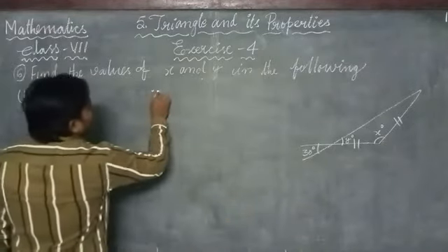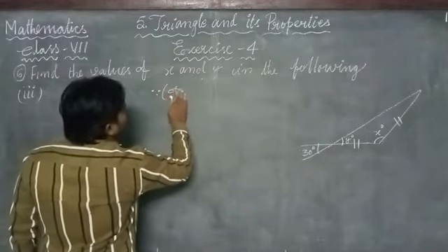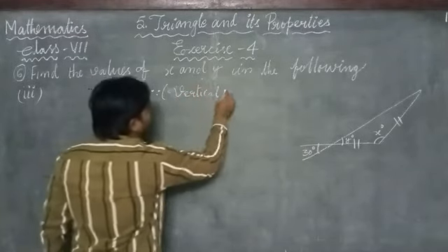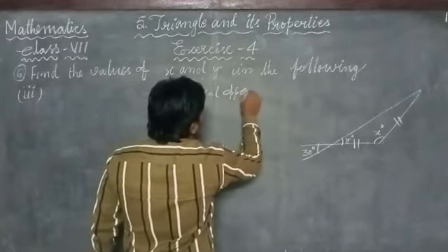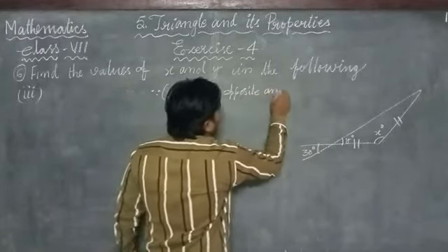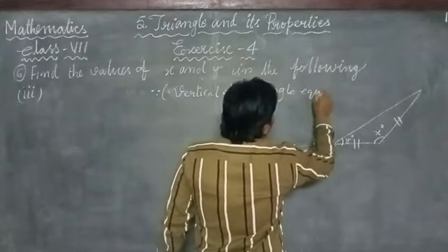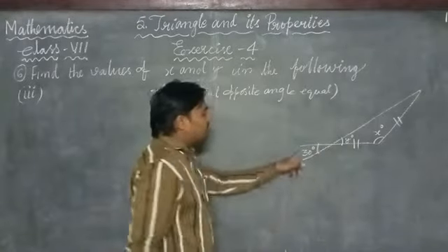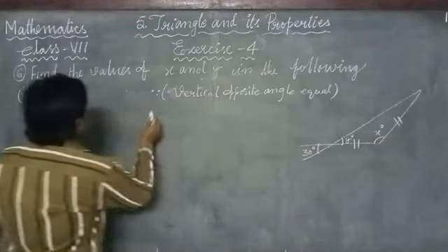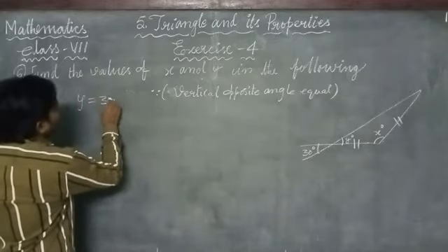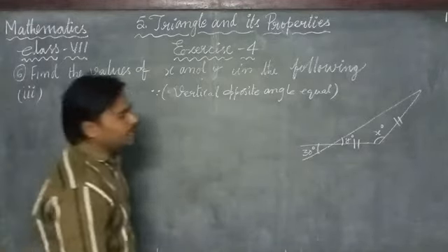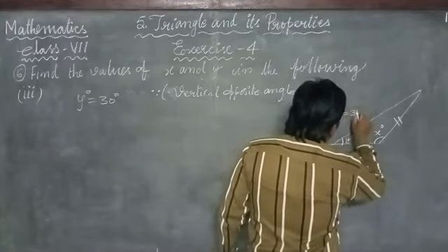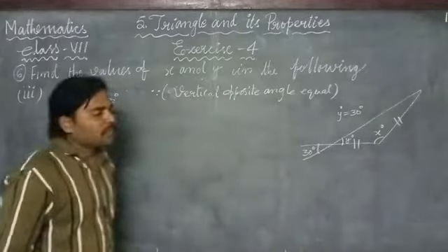Since vertically opposite angles are equal, here the vertically opposite angles are y equals 30 degrees. Here 30 degrees equals y. From this we can write angle y equals 30 degrees. Here y equals 30 degrees. Then we have to find x.